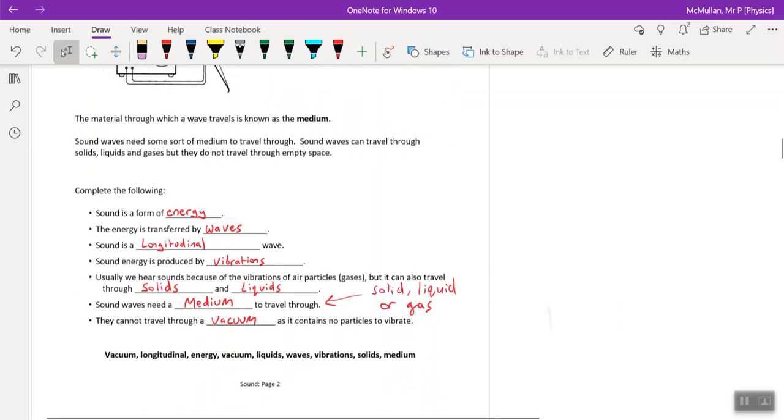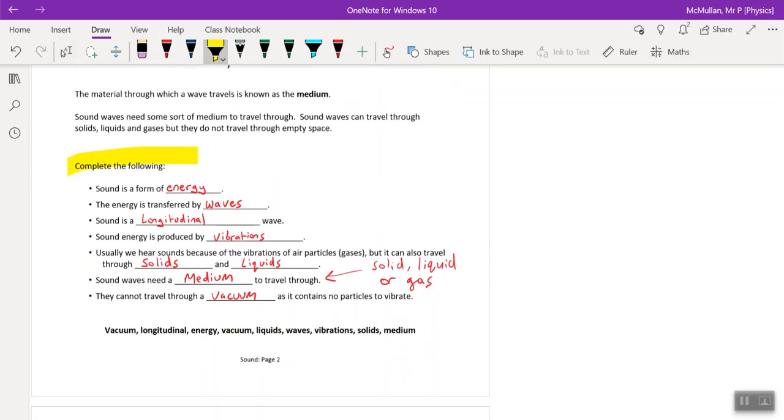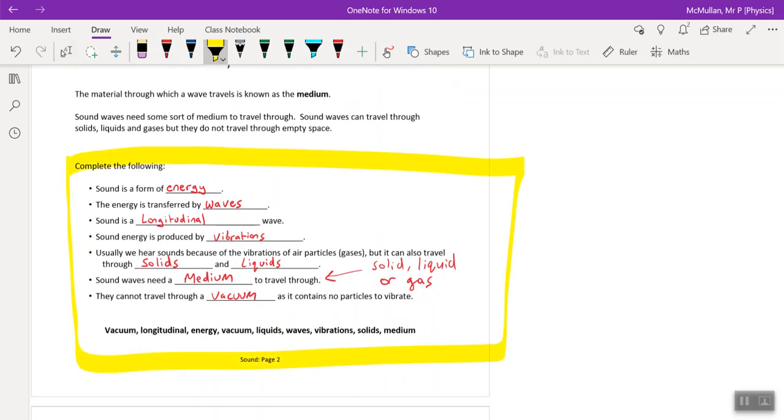So, to summarize, sound is a form of energy. The energy is transferred by waves. Sound is a longitudinal wave. Sound energy is produced by vibrations. Usually we hear sounds because of the vibrations of particles, but they can also travel through solids and liquids. Sound waves need a medium to travel through. They cannot travel through a vacuum as it contains no particles.